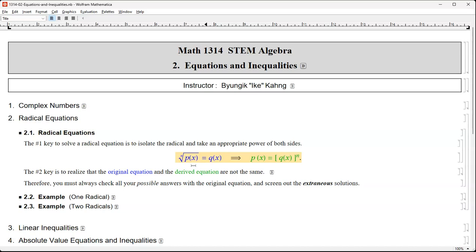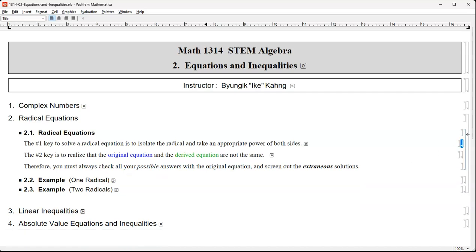Solutions of this original blue must be solutions of this green. That's true, but not always vice versa. There may be some solutions of this green derived equation that are not solutions of the original. Those kind of solutions are called extraneous solutions, and we have to screen those out. But I don't like the term extraneous. Outside the math classroom, you never use that kind of term. Invalid solution or fake solution, illegitimate solution. I prefer those kind of terms.